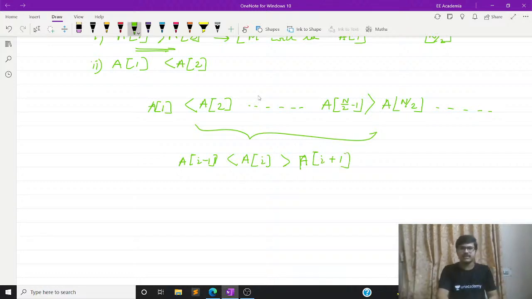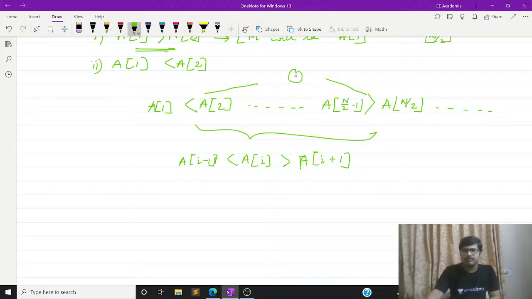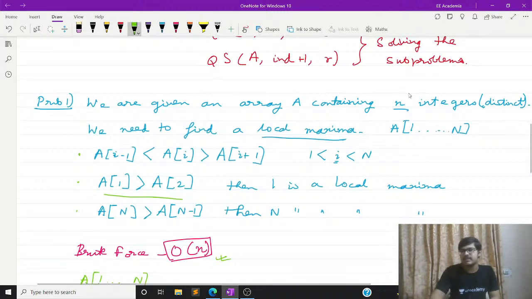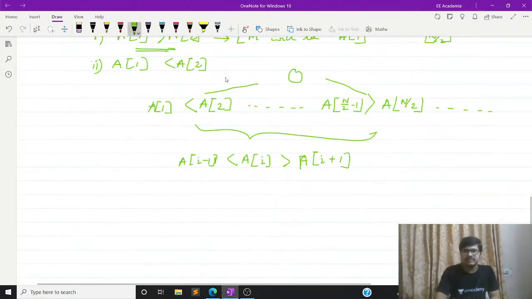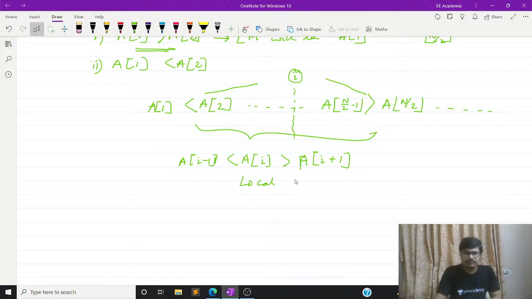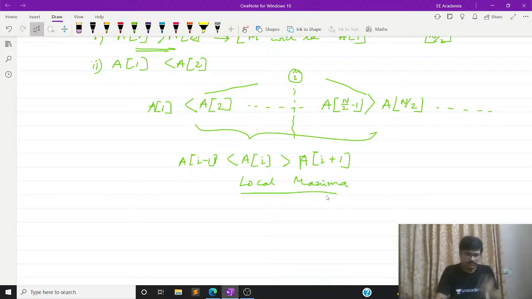So if you have something like this, the array is going up like this maybe, and here it is coming down. Since all the elements are distinct, this is given in the problem, there must be an index I here which will be the local maximum, right? We can say that, right, guys? Can you see this?